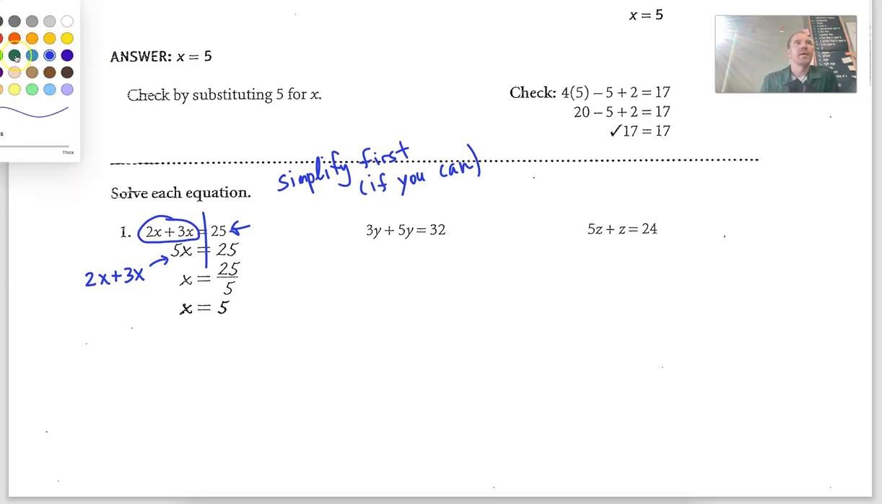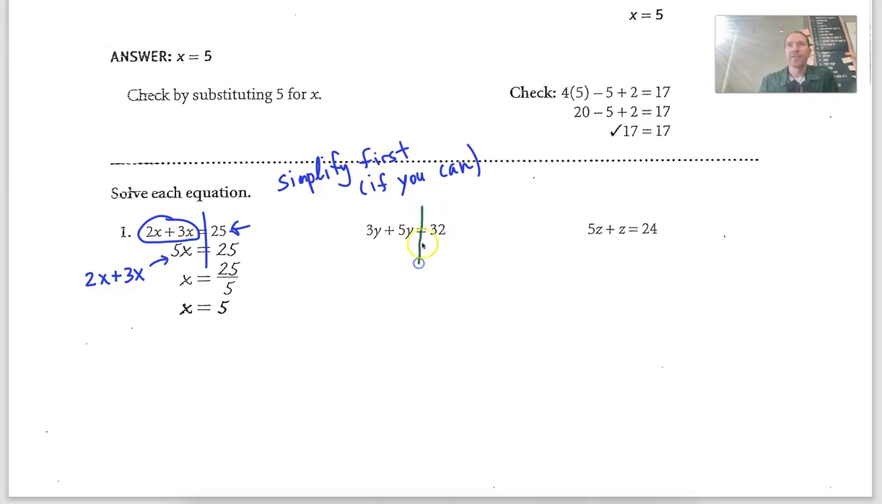So let's take one that they haven't done for us. Here, if I physically separate the left side from the right side, and remember, don't worry about the side that doesn't have the variable. Don't worry about the 32. But if you just look at the left side, 3y and 5y by itself, that's 8y. It's 3 yo-yos and 5 yo-yos. That's 8 yo-yos. So I can simplify the left. Notice I'm not canceling anything. I'm not canceling the 3. I'm not canceling the 5. I'm combining like terms.